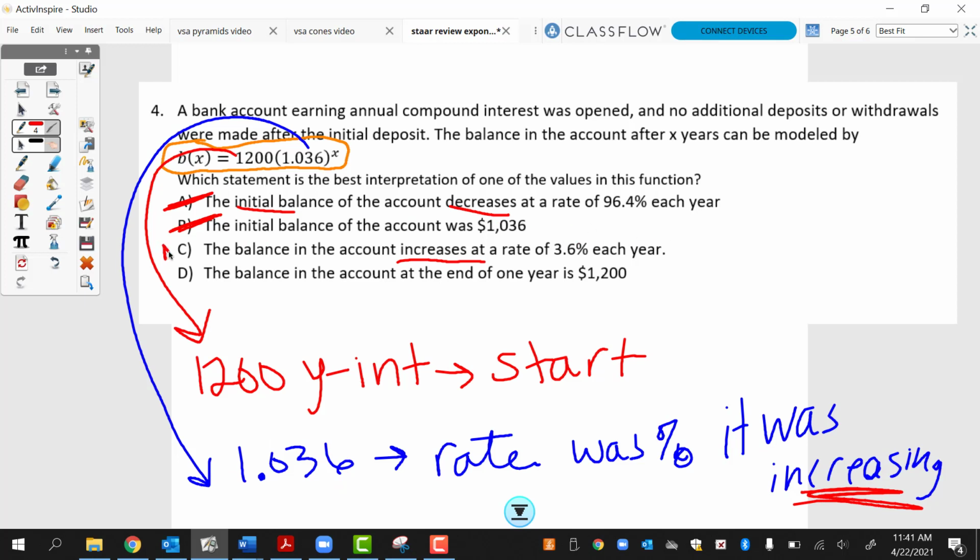We'll keep that. D, the balance in the account at the end of 1 year is 1,200. No, we said 1,200 was the start, not at the end of a year. Cross that out. So that means C has to be the answer. Okay? You just got to read it carefully. You need to pick out which number was the y-intercept, which was the rate. Depending on what the rate is, does that mean it was increasing or decreasing? Okay? So you're going to go ahead and get started on the practice.